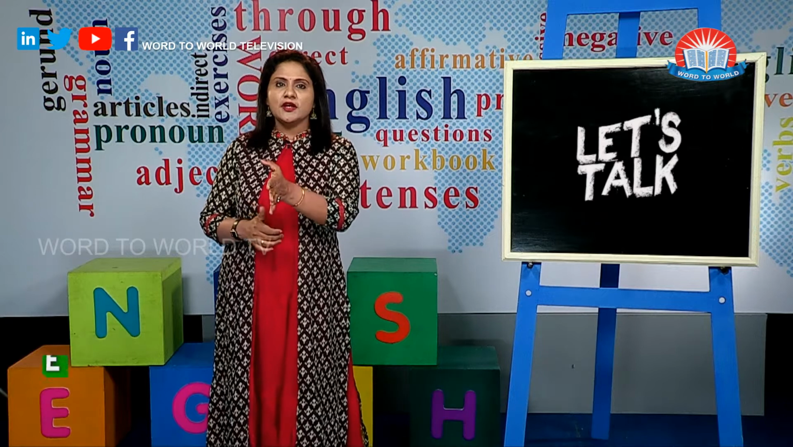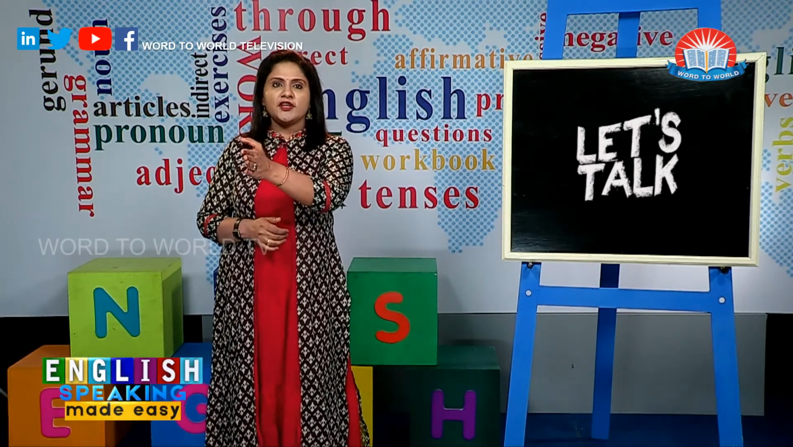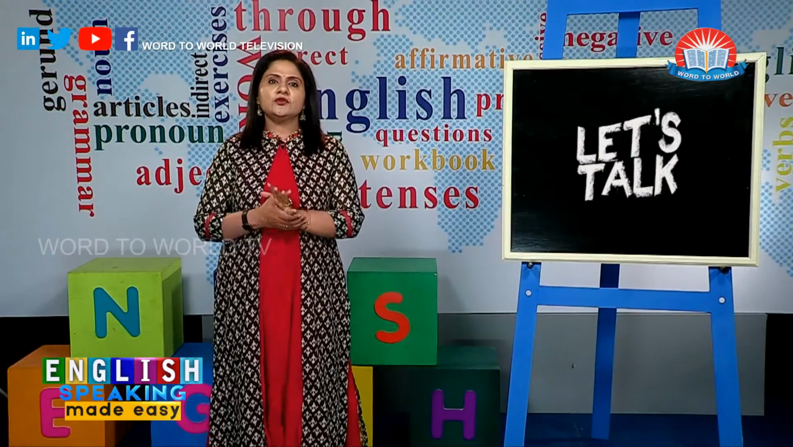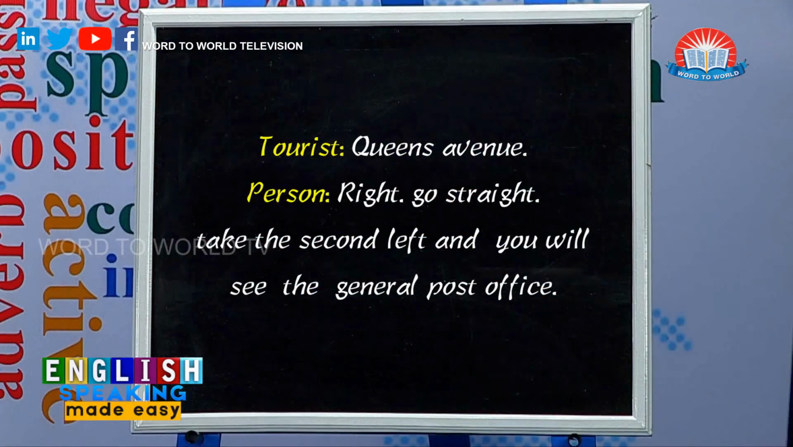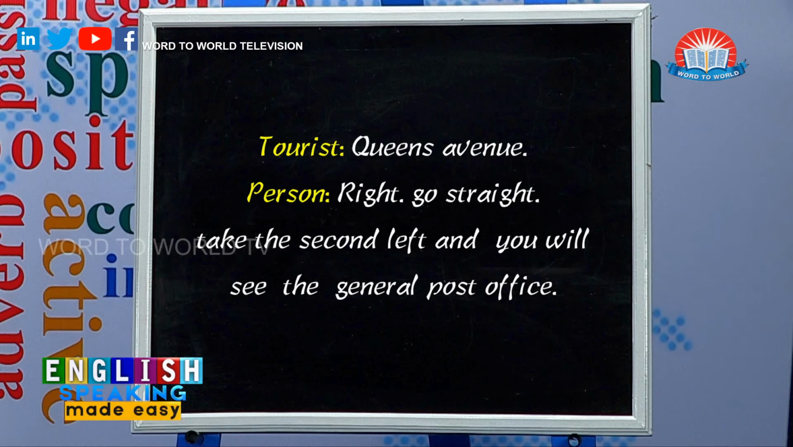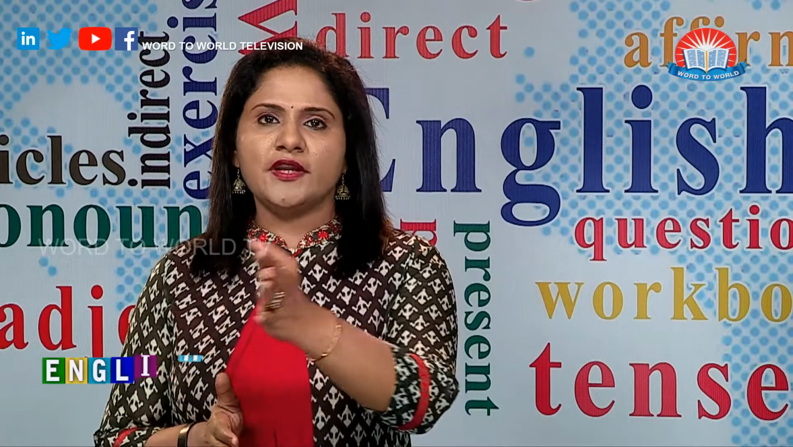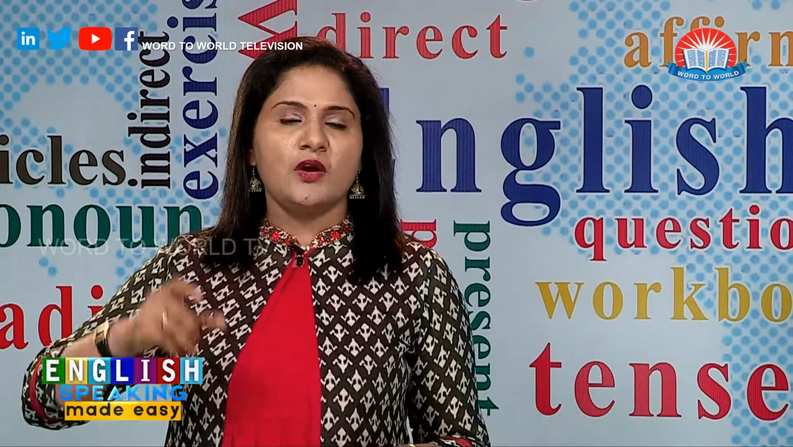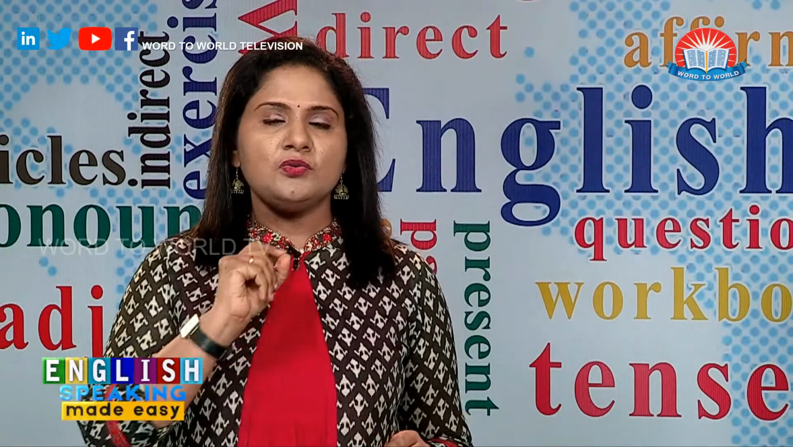Okay, so you see how he says turn right, take a right from the traffic lights and turn left into Queen's Avenue. Okay, and the tourist confirms, okay, Queen's Avenue. And then the person says, right on, go straight and then take the second left and you will see the General Post Office. So you see how the directions are given. Whenever we give directions, we often have landmarks, places which are prominent, which help the other person quickly understand where he is.